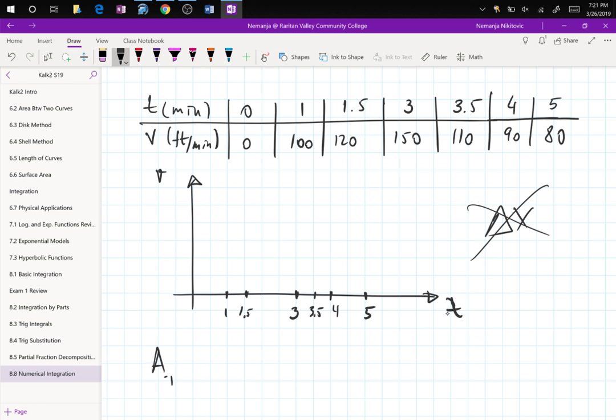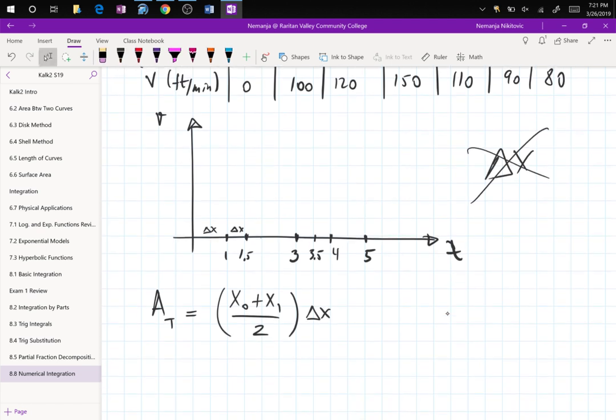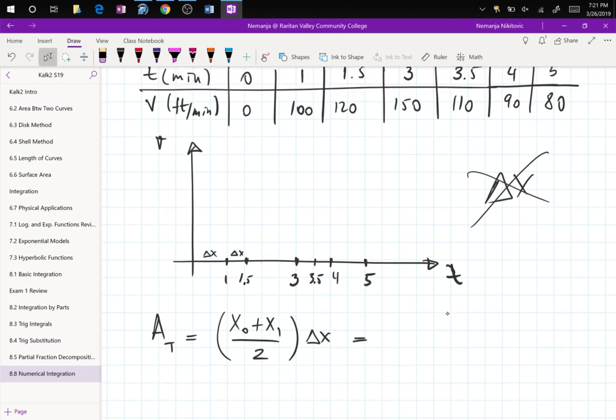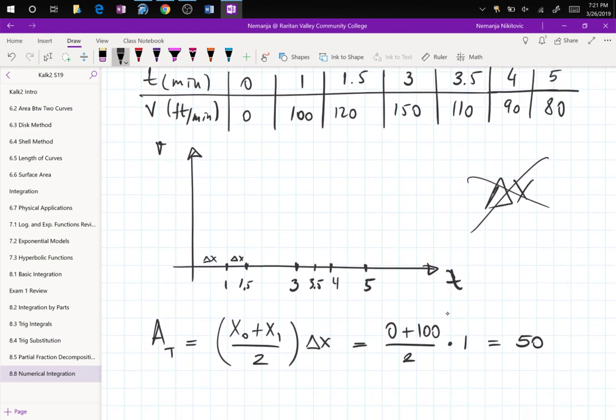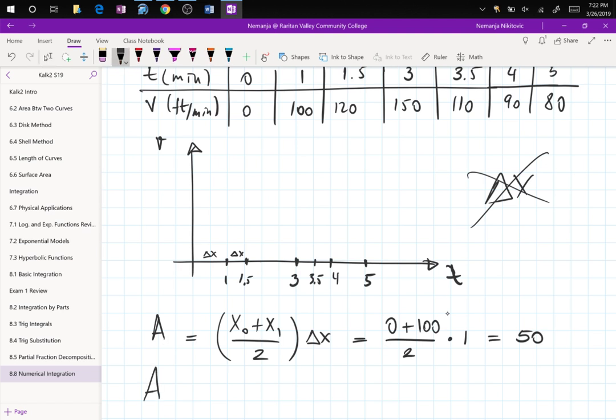So the area of a single trapezoid is going to be x0 plus x1 over 2 times the delta x. But each delta x is going to be different as you go from rectangle to rectangle. So what do I have? At x0 it is 0, at x1 it is 100, divided by 2 times the difference. So we get 50 for the first area, A1.